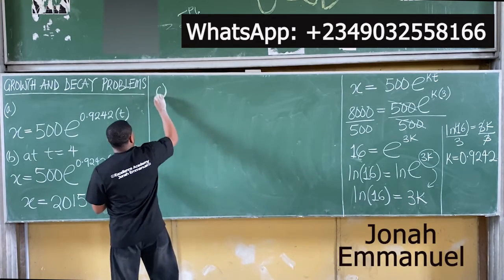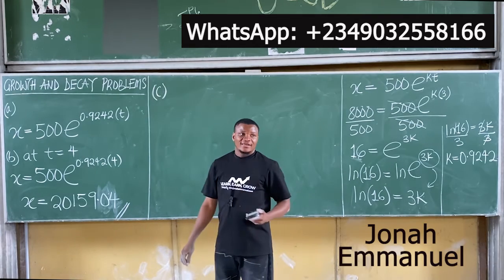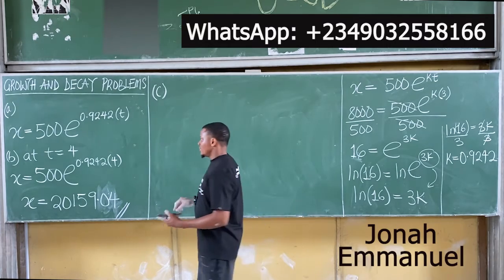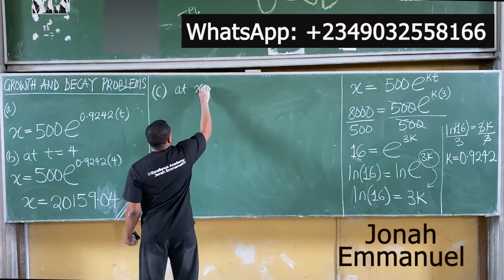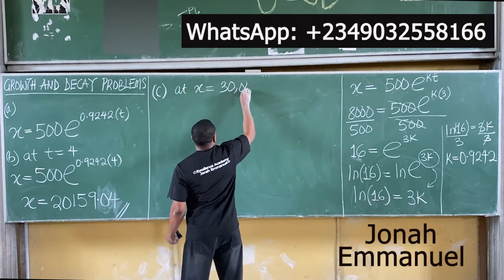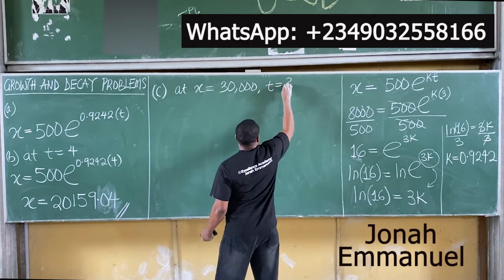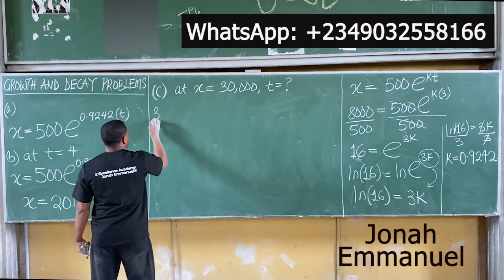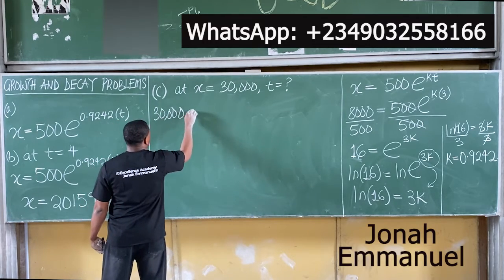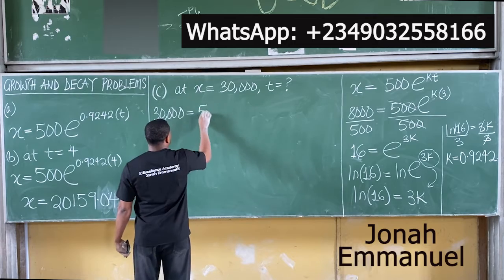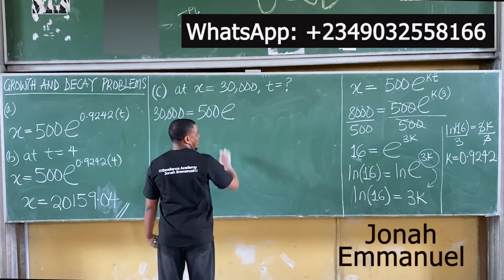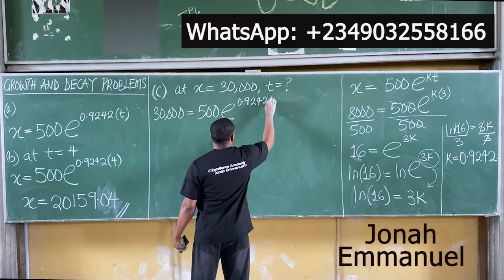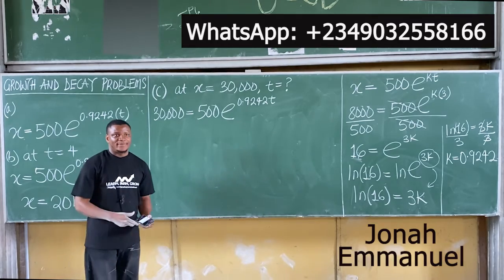What's the C part? When will the population reach 30,000? Basically, they give you the value of x. You have to find t. So, at x equal to 30,000, we're talking about time. t is unknown. So, bring it here. What do I have here? x, 30,000. 30,000 is equal to 500 exponential kt. k, that's 0.9242 t. Let's get the value of t here, please.